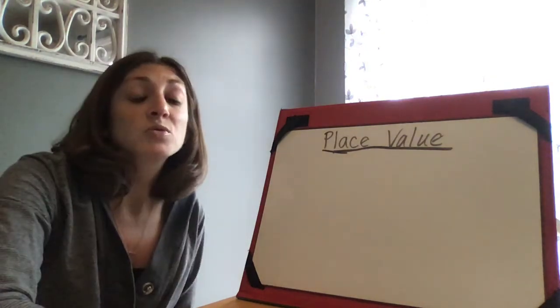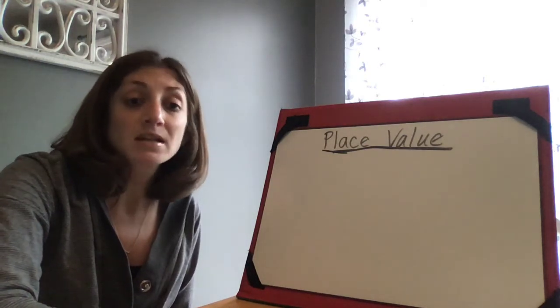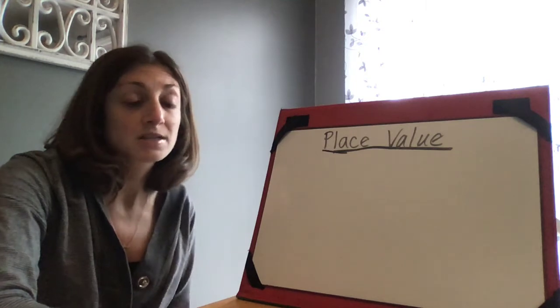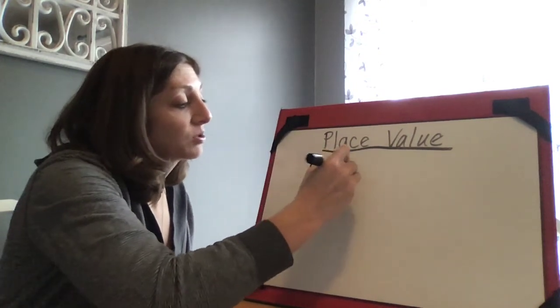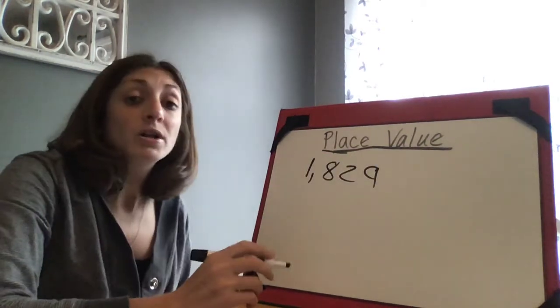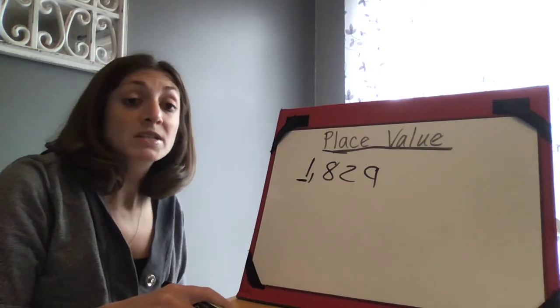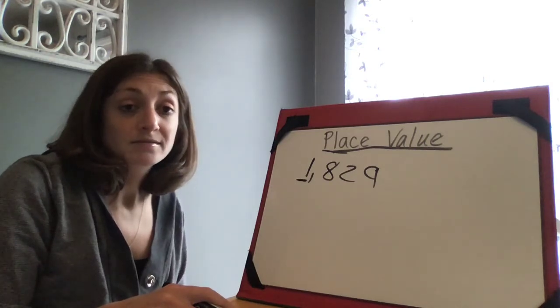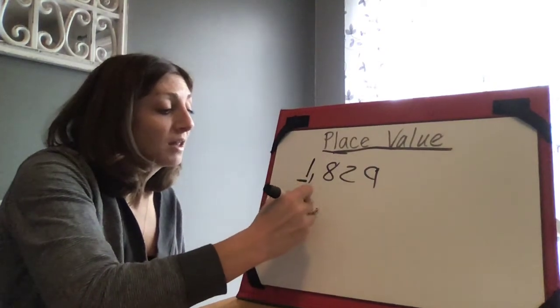So place value is where the digit is located in the number. Value is what that digit's worth based on where it is. So for instance, let's do 1,829. And I wanted to know the place value of my 1. Well, the place value would be what? It'd be thousands, right? Good job.